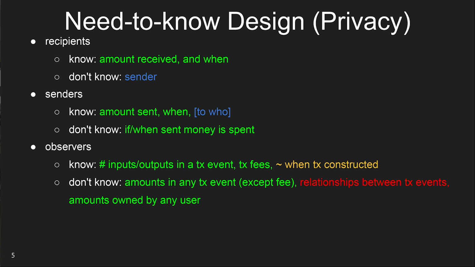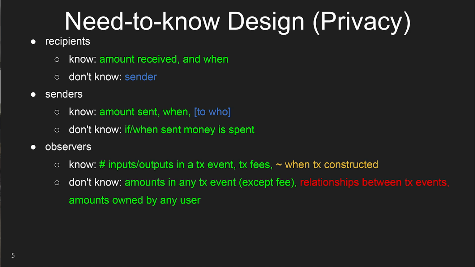We kind of hide when a transaction is constructed. So this yellow one, when transaction constructed, we'd want to hide that information, but it's technically impossible to do that because of transaction fees, which are contextual to when you construct the transaction. But here in red, it says relationships between transaction events. So observers can look at the ledger and infer some information about the relationships between different transactions.